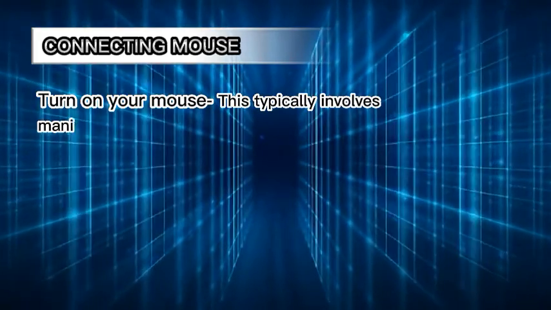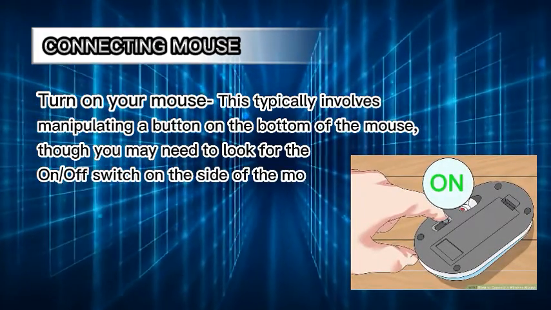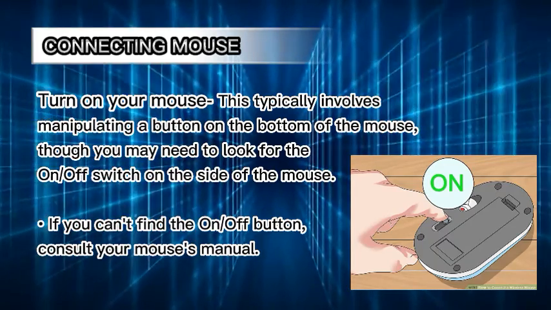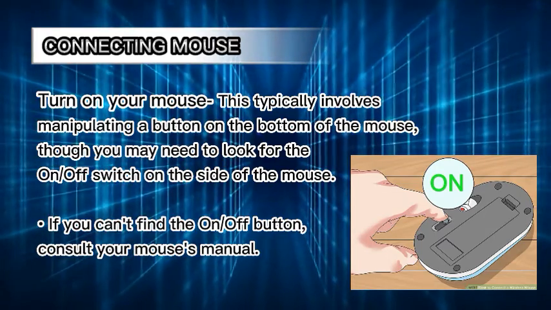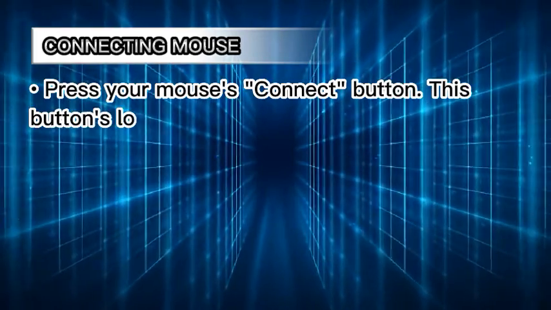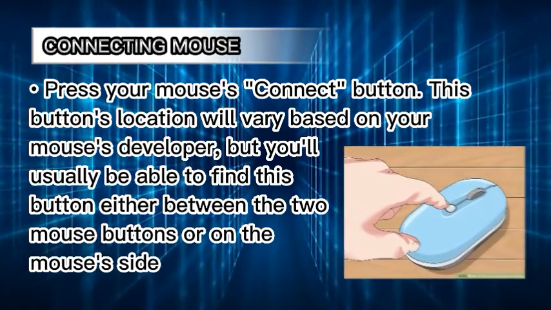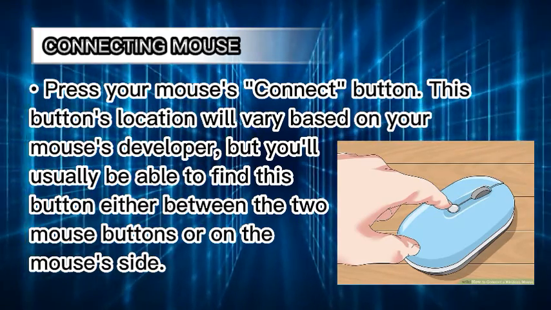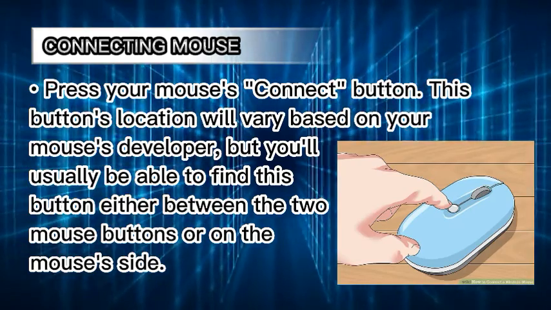Turn on your mouse. This typically involves manipulating a button on the bottom of the mouse, though you may need to look for the on and off switch on the side of the mouse. If you can't find the on and off button, consult your mouse manual. Press your mouse connect button. This button's location will vary based on your mouse developer, but you'll usually be able to find it either between the two mouse buttons or on the mouse side.